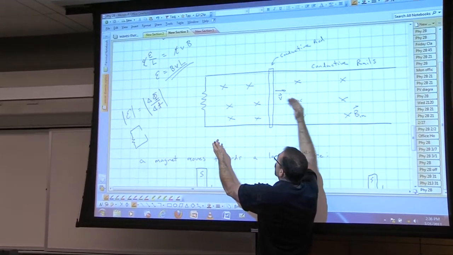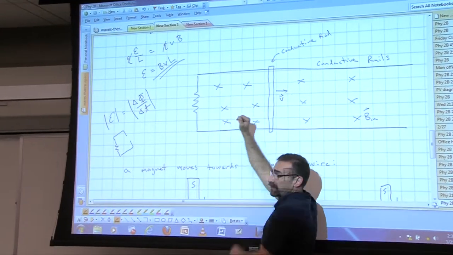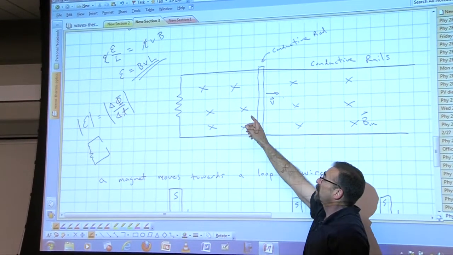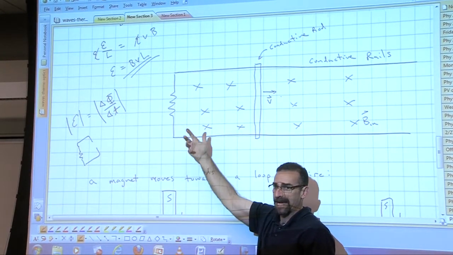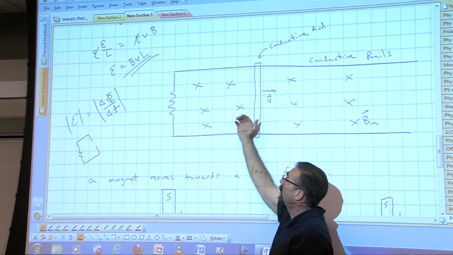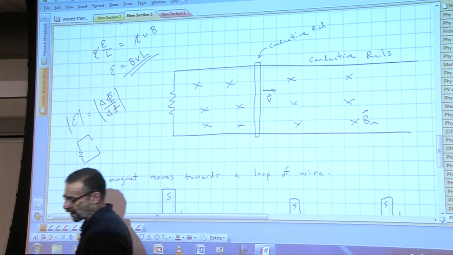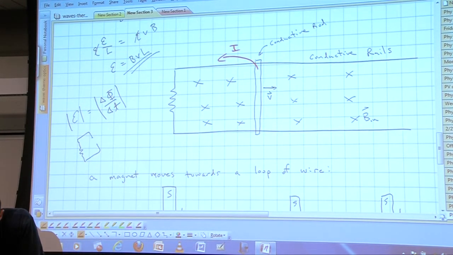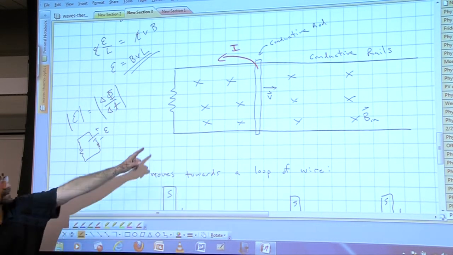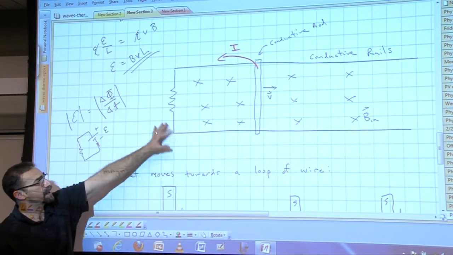The area is getting bigger, which means there's more and more flux into the board. So a current has to get set up to try to subtract from that, try to get it back to a lower flux. So it's going to go counterclockwise. So the current that's induced goes counterclockwise. So that's the same as a battery with that orientation, right? Positive up with the EMF equal to d flux dt, or delta flux delta t. And we figured that out the other day.